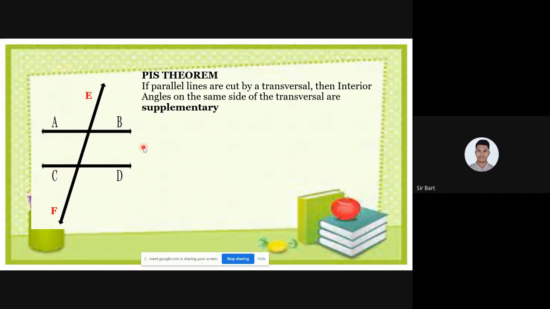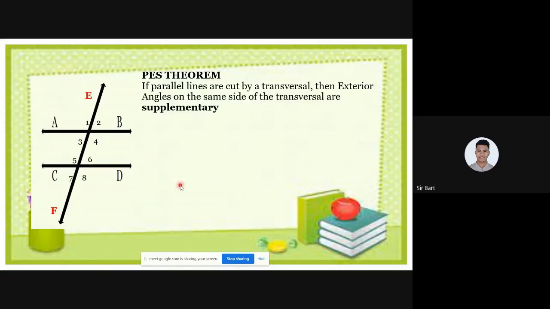Interior angles on the same side of the transversal are angle 3 and angle 5, and angle 4 and angle 6. If the measures of angle 3 and angle 5 are supplementary, then the sum of the two angles is 180 degrees. The measure of angle 4 plus the measure of angle 6 is equal to 180 degrees because these two angles, angle 4 and angle 6, are supplementary.